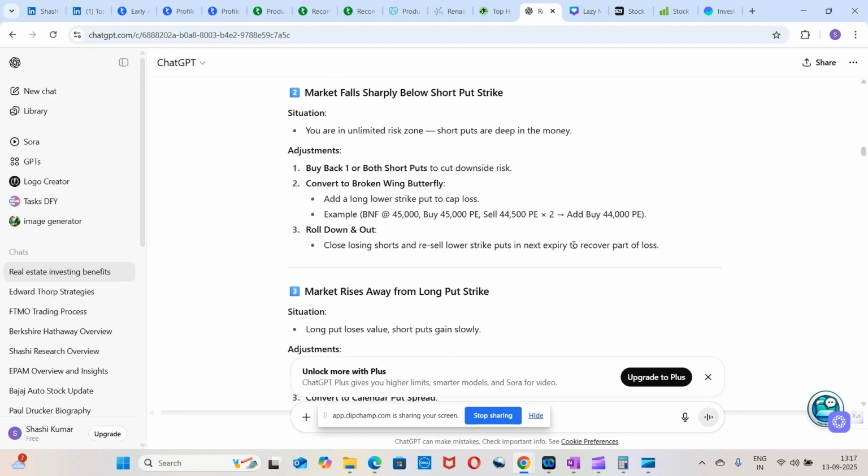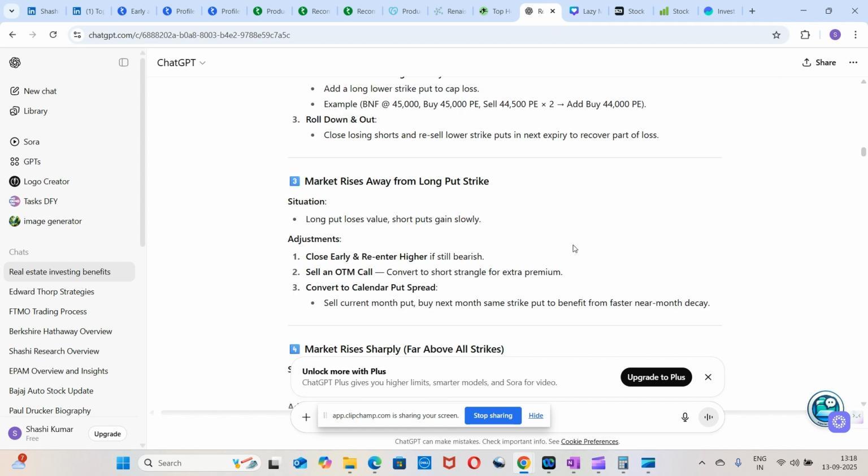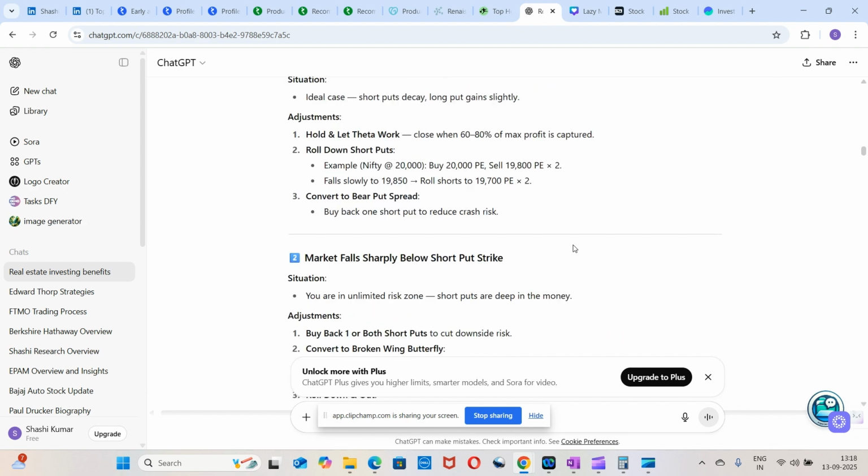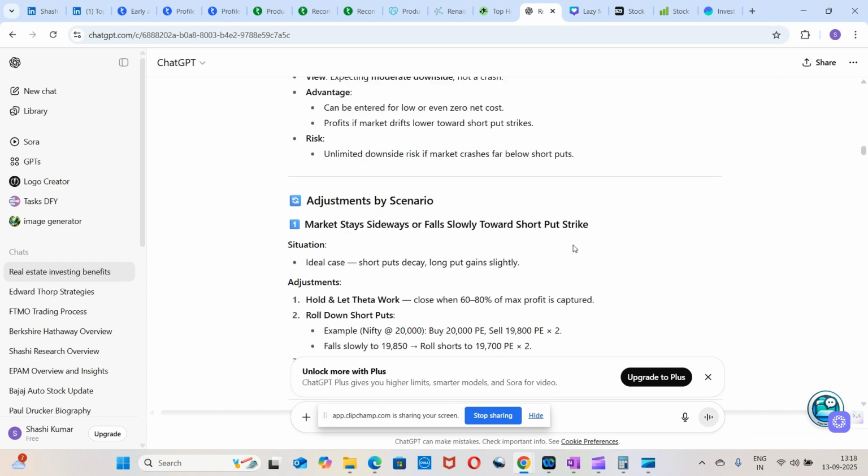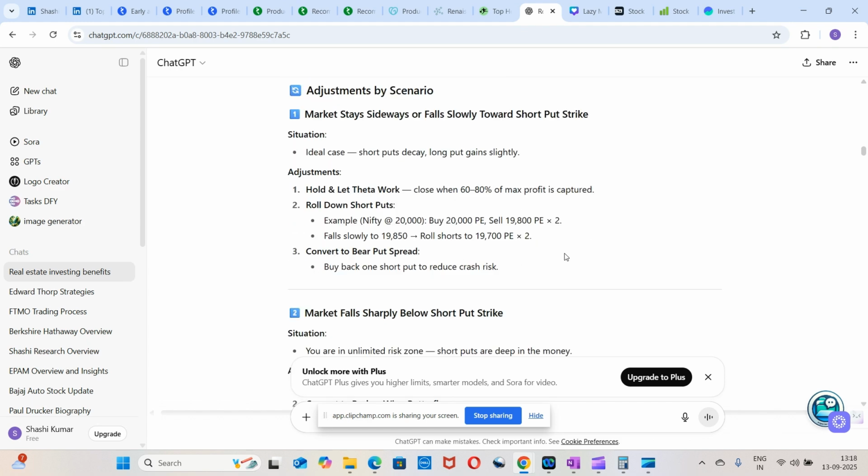You could convert to a broken wing butterfly when the market falls sharply below your short put strike, and when the market rises away from your long put strike, you can convert it into a calendar put spread, or convert it into a short strangle. If it's in your favor, then just hold it and take the profit, or roll down the entire put ratio spread, or you could convert it into a bear put spread to reduce crash risk.